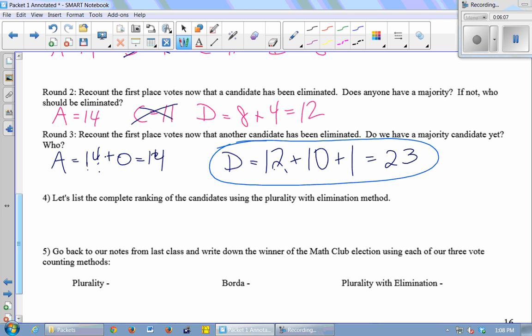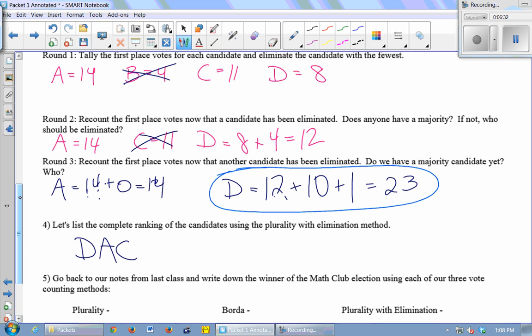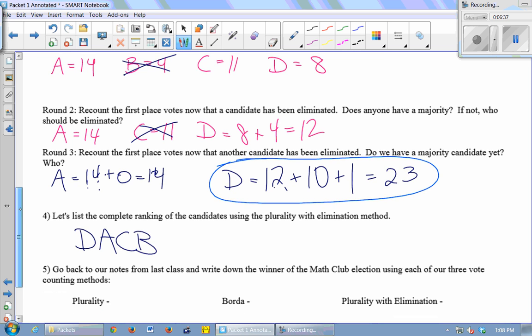All right, so let's say I wanted to do the complete ranking, first through fourth. Well, who wins? D. So D is going to get first. Who do you think we should give second place to? A, because they were the last candidate still standing before we determined a winner, right? And then who should get third place? C, because they were eliminated second. And then last place should go to B, because that was the first candidate eliminated. D, A, C, B.